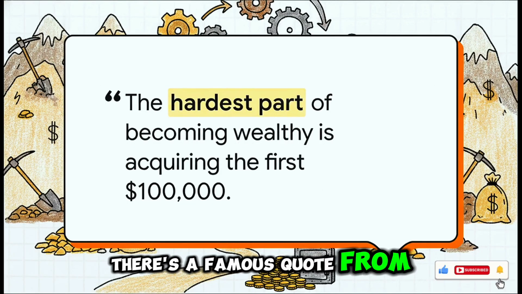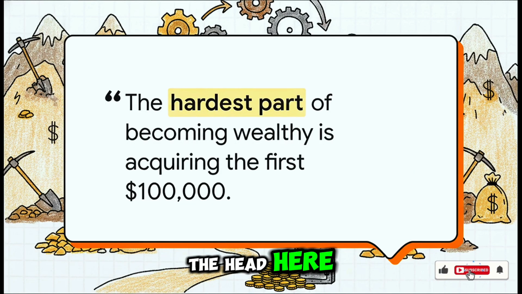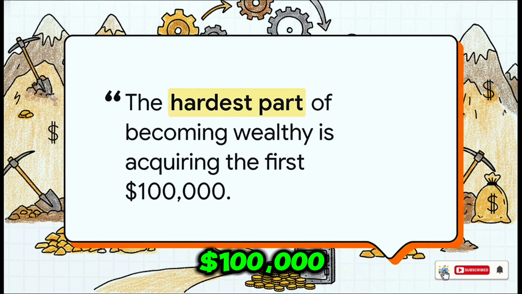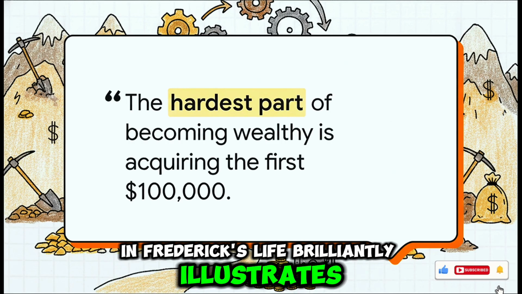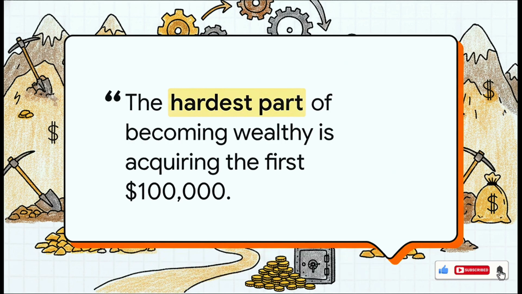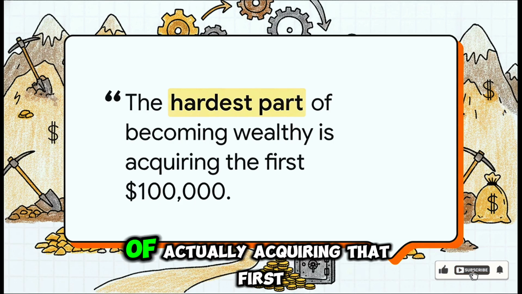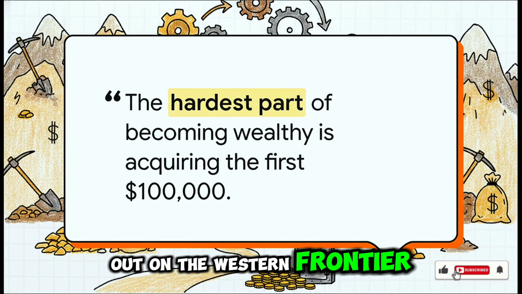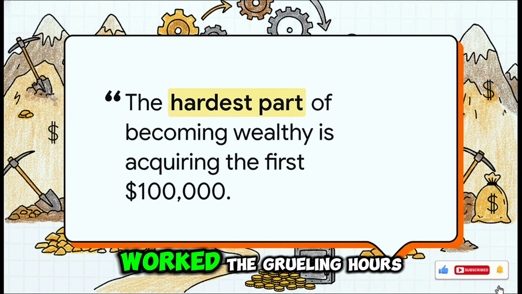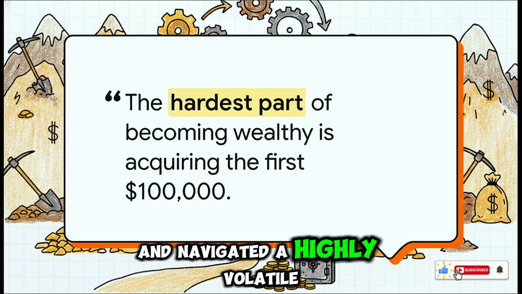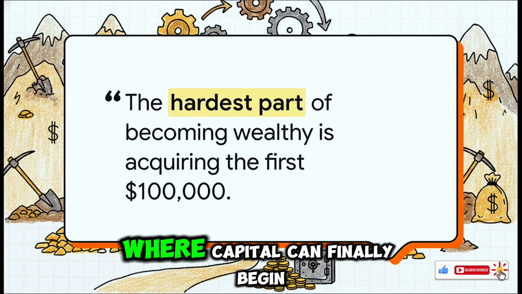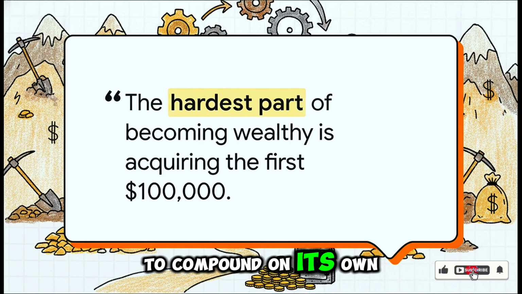There's a famous quote from Charlie Munger that hits the nail on the head here. The hardest part of becoming wealthy is acquiring the first $100,000. And Frederick's life brilliantly illustrates this core economic lesson. He did the brutal, high-friction work of actually acquiring that first major block of capital out on the western frontier. He took the physical risks, worked the grueling hours, and navigated a highly volatile gold rush economy just across that crucial threshold where capital can finally begin to compound on its own.